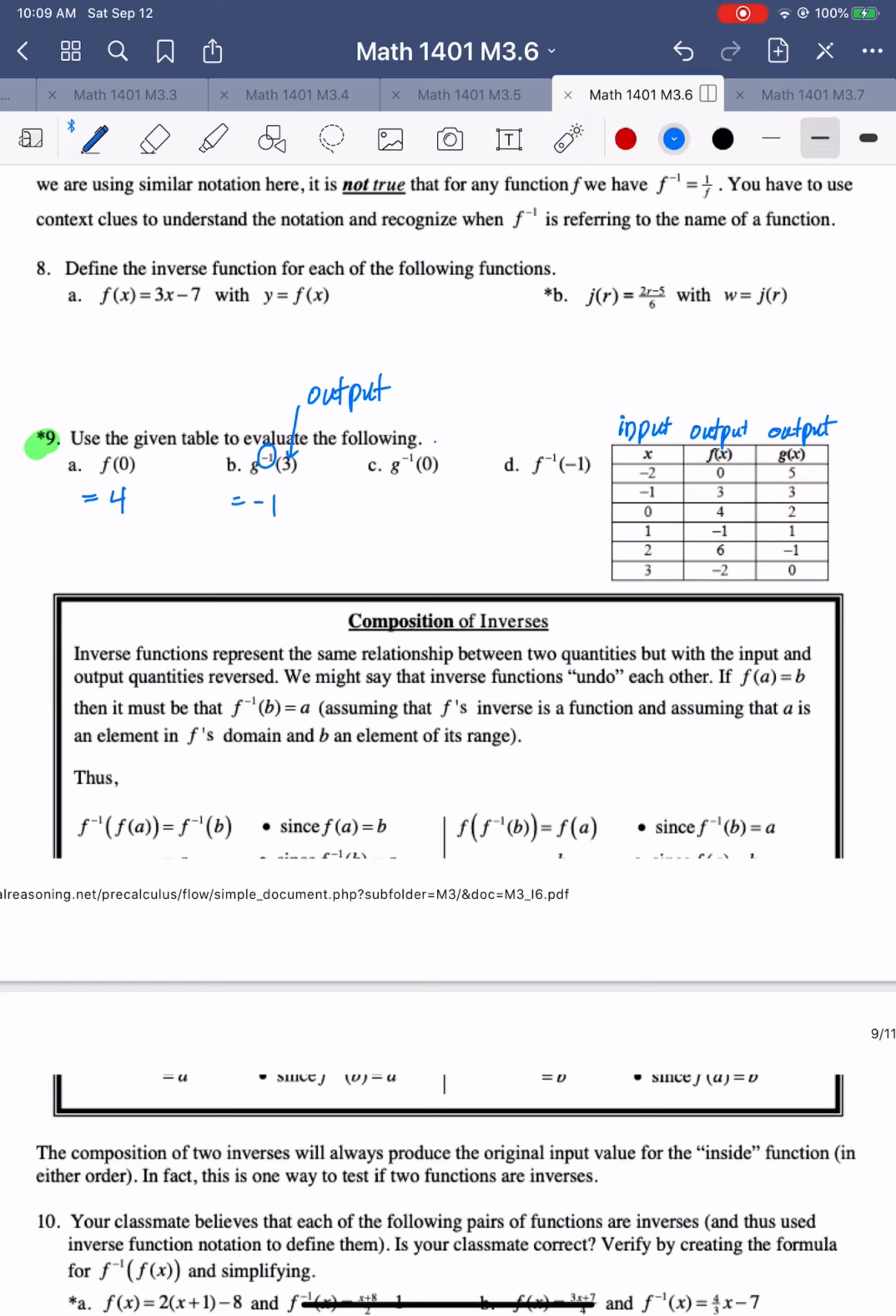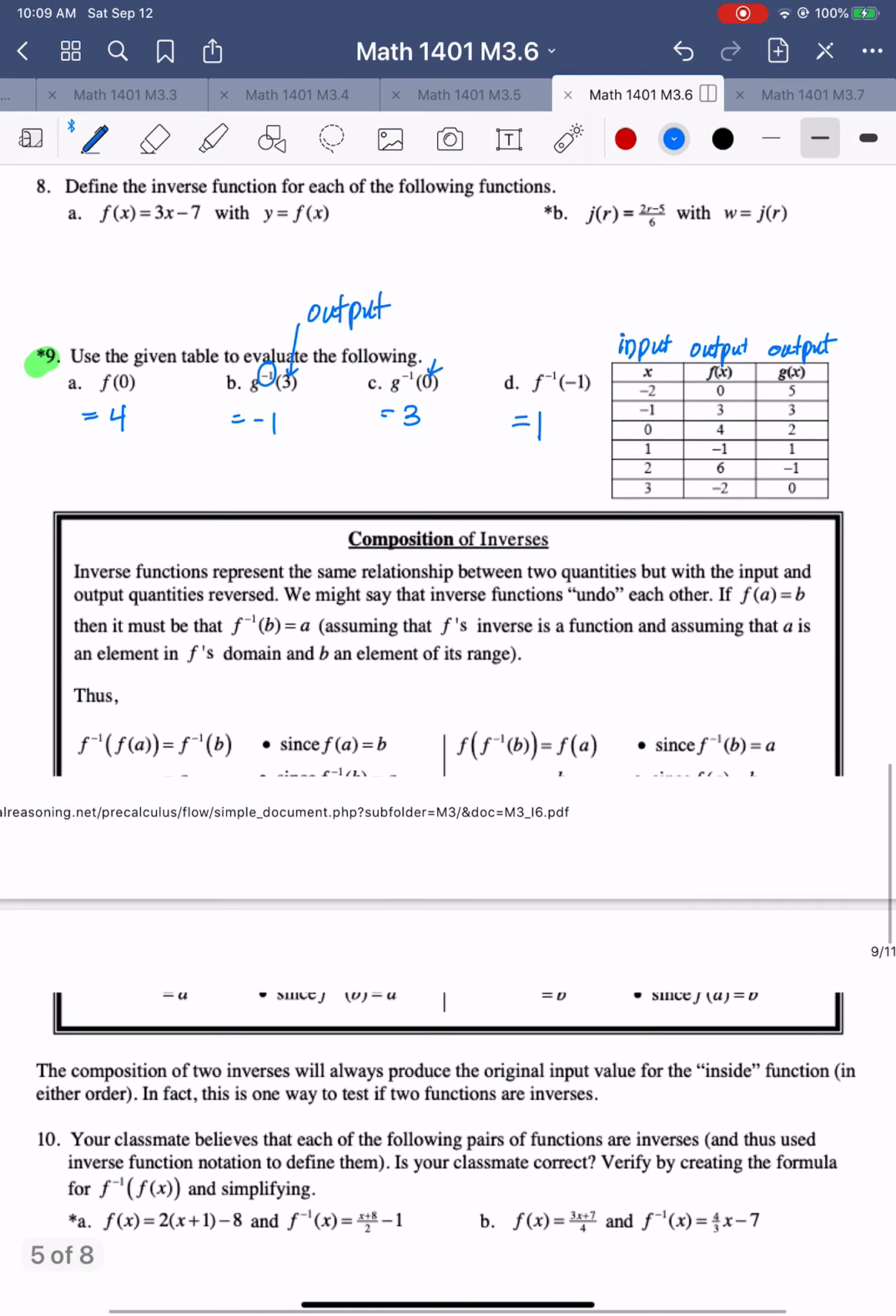And then this is also the output of g. So 0 is the output for the g. So output is right here, right? And then what's the input? 3. So that's a 3. And then this is output for the f function. So -1 is right here, isn't it? So what's the input? Which is 1, isn't it? Yeah, that's how you find it.